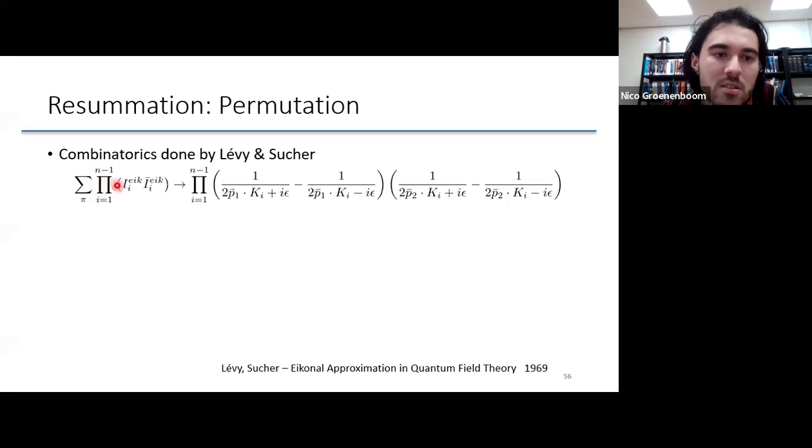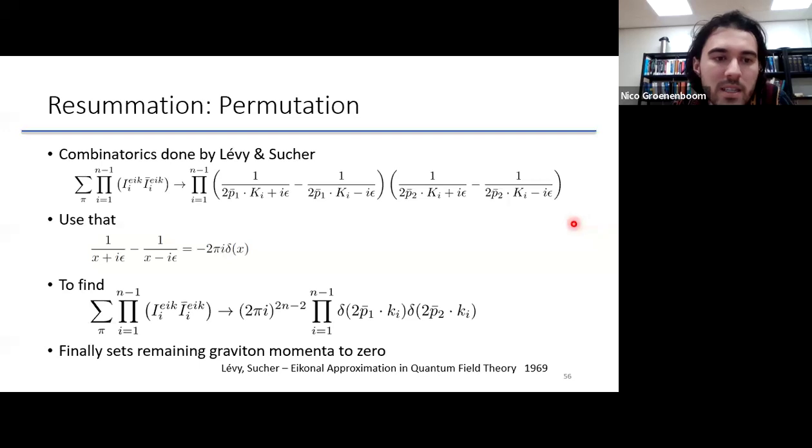So doing this carefully shows that matter propagators can be put in this product, this factorization of the Eikonal propagators, where the graviton momentum for each graviton is contracted with both the momentum on top for the one and the momentum on the bottom for the other, and then subtracted in a careful way. And now we can use this identity, which follows from doing a contour integration in a complex plane in the limit of small epsilon. And this turns the identification that we had here above into just delta functions.